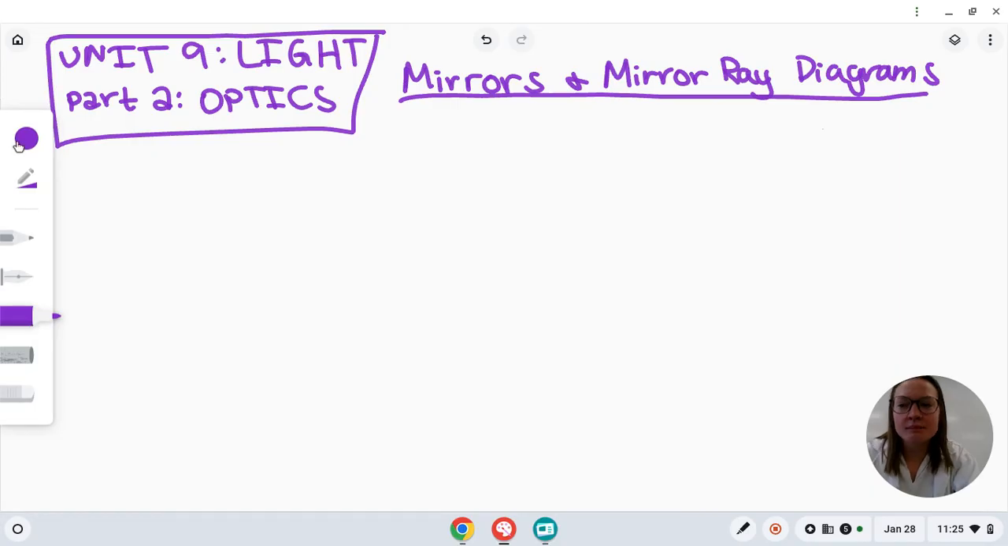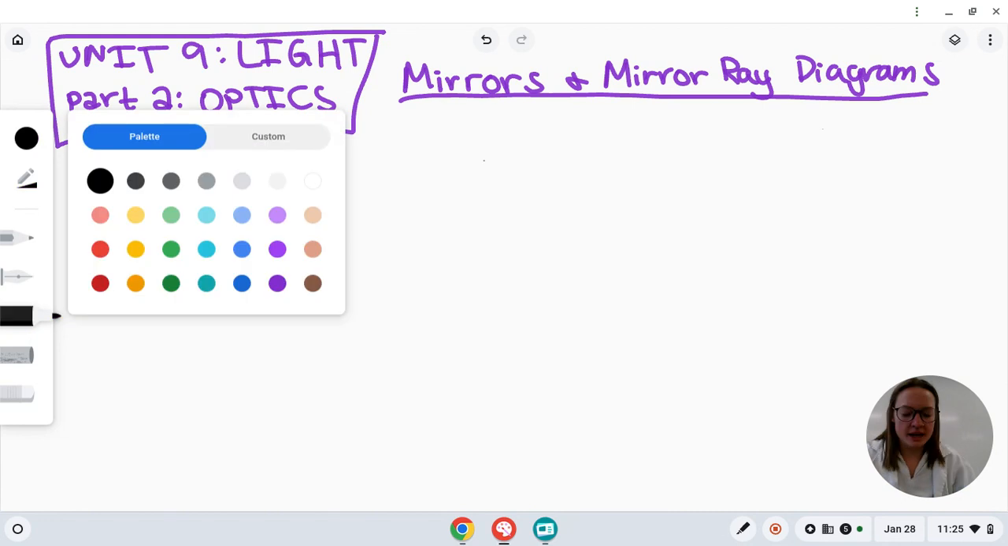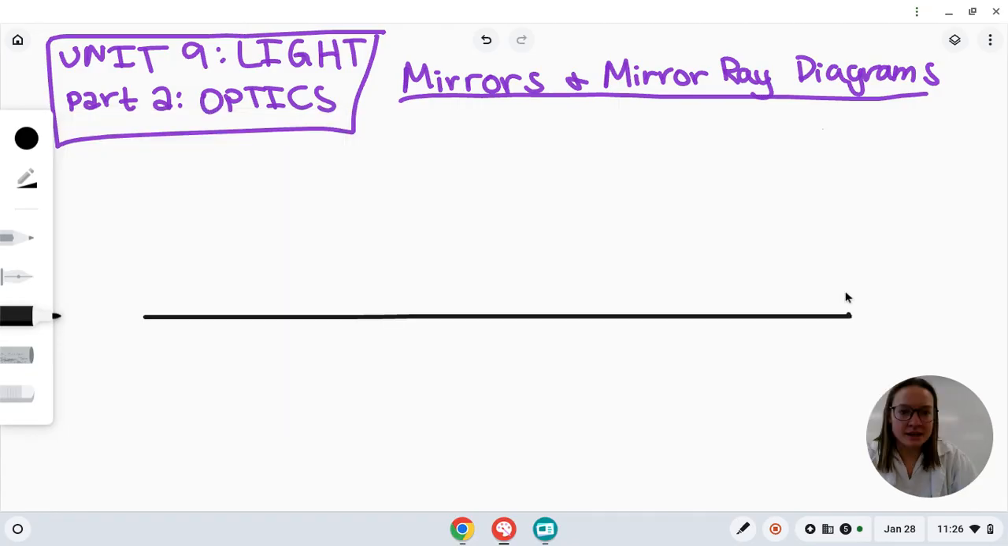So we're going to start by drawing a very, very simple mirror. This is what we're going to call a plane mirror. Anytime we draw a very simple mirror like this, or any kind of mirror really, we start by drawing a principal axis. So here's what I want you to do. Take your ruler, lay it nice and flat on your piece of paper, and draw a nice flat line through the center of your paper. Then draw another line that intersects that line.